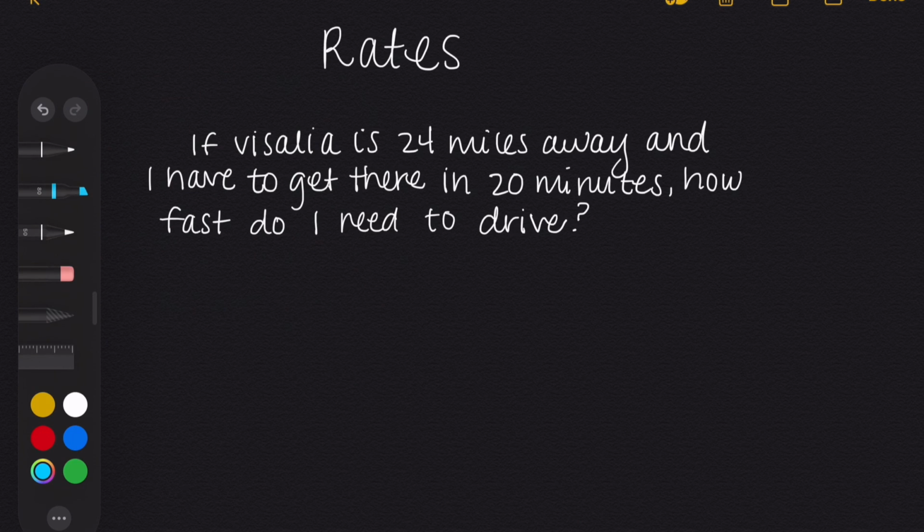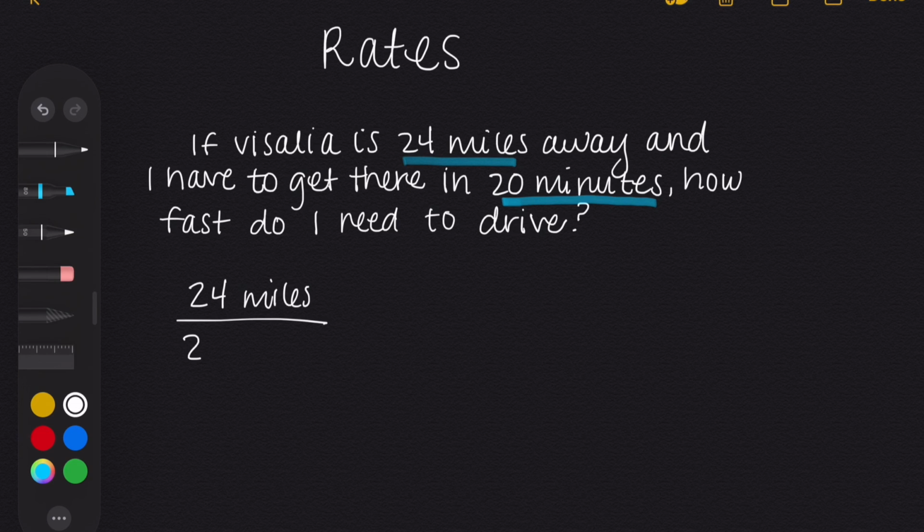Finally, we have this last problem. If Visalia is 24 miles away and I have to get there in 20 minutes, how fast do I need to drive? So first we would take 24 miles and put it over 20 minutes. After that, we would want to find out how many miles per hour.